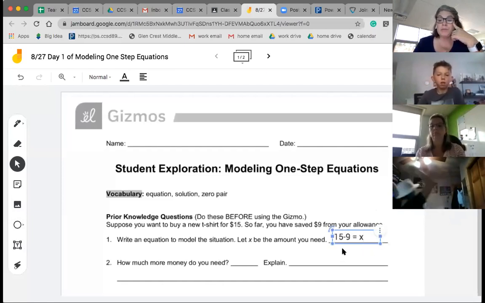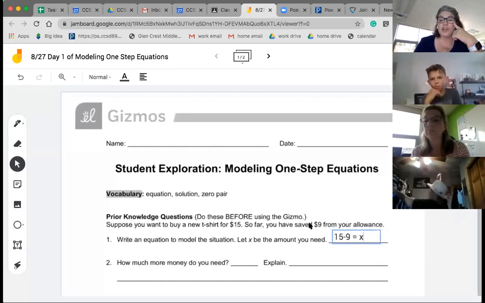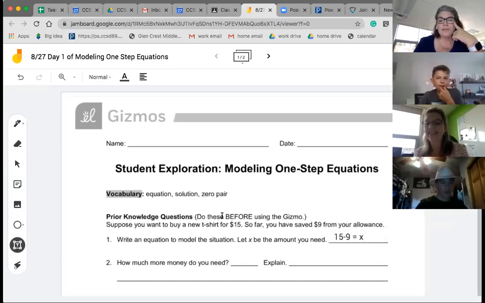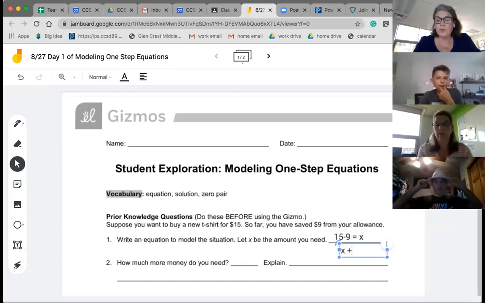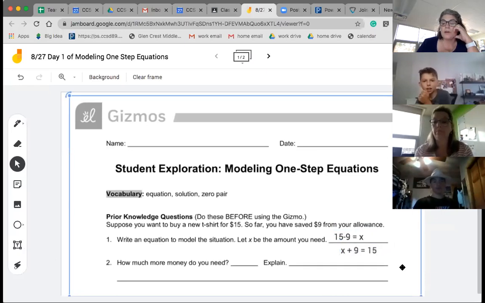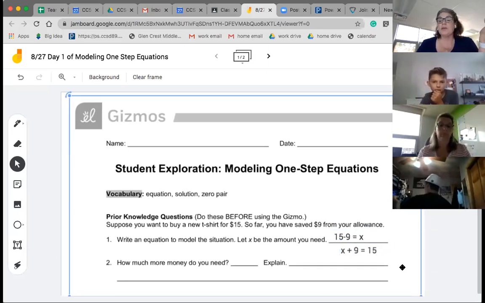Anybody got another one? Can anybody do one with addition? An addition one. Nick, do you have the answer, or are you trying to take a roller coaster ride? An addition one. X plus 9? Yeah, it would be X plus 9 equals 15. That would be the addition one. So the amount of money I'm gonna save plus the amount of money I already have should equal 15.